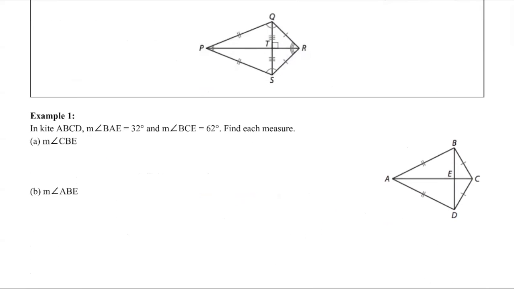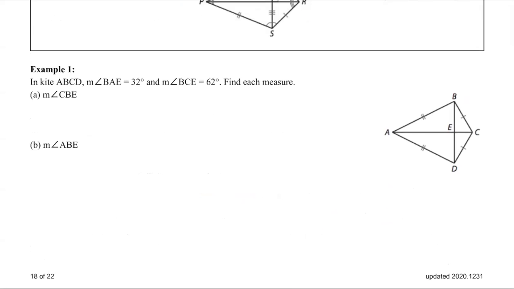Okay. If there's not enough space, what I'll do is just do that. So it's asking us to find CBE. So CBE is this one right here. We know that BAE is 32 degrees. That's 32, and I know that this also has to be 32. BCE right there has to be 62, and I know that this has to be the same, 62, because this triangle and this triangle are congruent. So by CPCTC, that has to be the same.